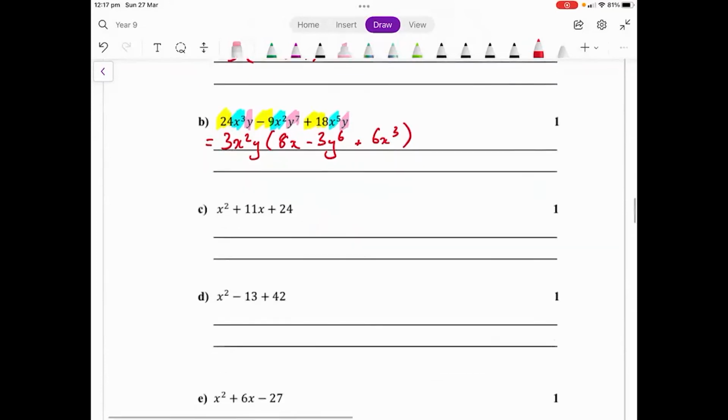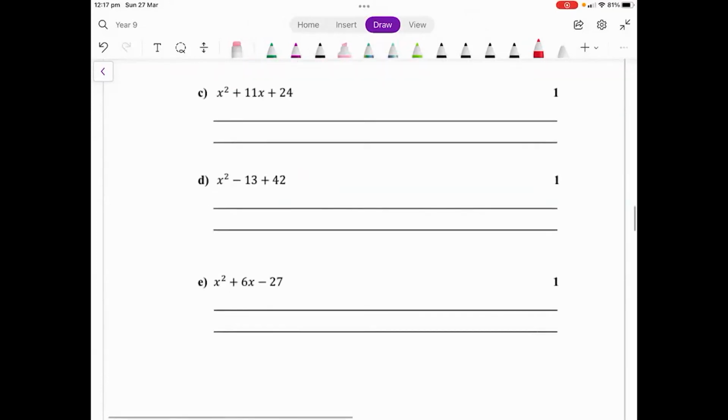Question C, I need two numbers that multiply to give 24 and add to give 11. That's 8 and 3, so it becomes x plus 8, x plus 3. If you're unsure how to do this, you can also write all the factors of 24 down. That's 1 times 24, 2 times 12, 3 times 8, and 4 times 6. Then you look at those and try and find which ones add up to 11. It's 3 and 8, so they're my numbers.